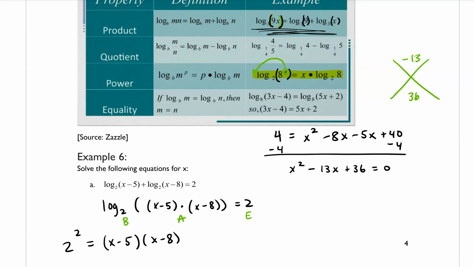And the 2 numbers that are going to do that for me are negative 9 and negative 4. So that means that this is going to factor into x minus 9 times x minus 4 is equal to 0. And I can use the zero product principle to solve for both of those, and we get x is equal to 9 and x is equal to 4. Now, we have to be very, very careful. And why is that? It seems like we're done, and we have our answers.